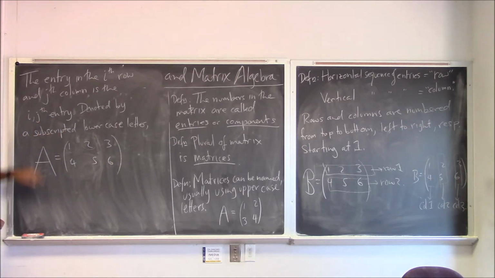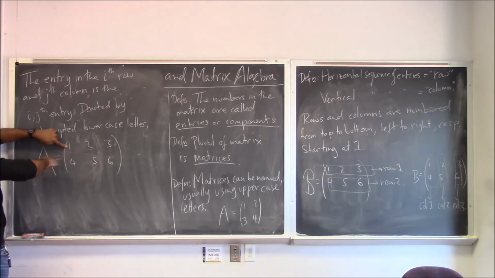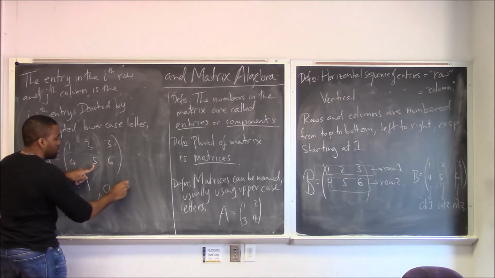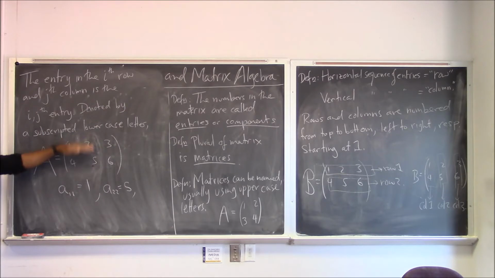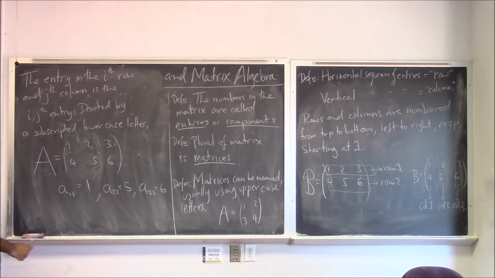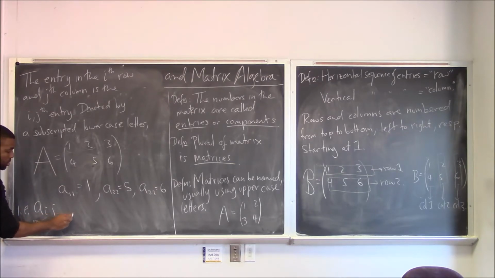So I can look at this number here. Notice that it's in row 1, column 1. So I can use a lowercase letter, because that's uppercase A, and put 1, 1. That will be the number 1. Or I can talk about the 5 here. Notice that that's in row 2, column 2. That's a2,2 is 5. Or I can talk about the 6. That's in row 2, column 3. So a2,3 is equal to 6. So when you look at aij, i is the row number. You say row first. j is the column number.